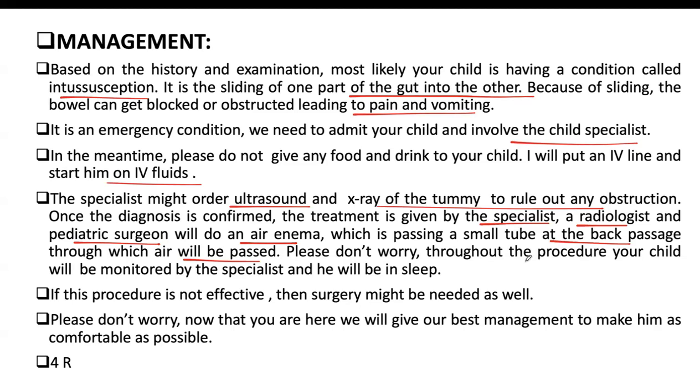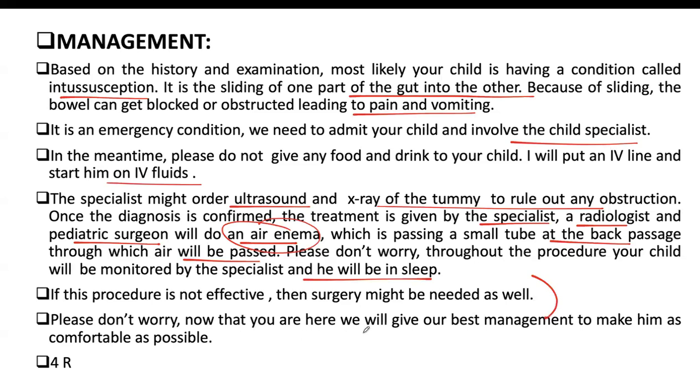Please don't get scared, because throughout the procedure, your child will be monitored by the specialist, and he will be asleep. So he will not feel any pain during this procedure. Most of the time, this is all that the child will need to treat this condition. But unfortunately, if it is not effective, surgery might be needed as well. Okay, so that is usually the management of intussusception.